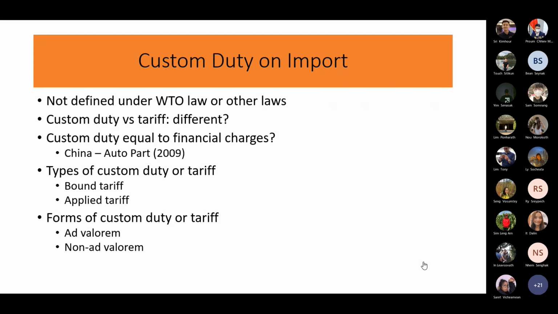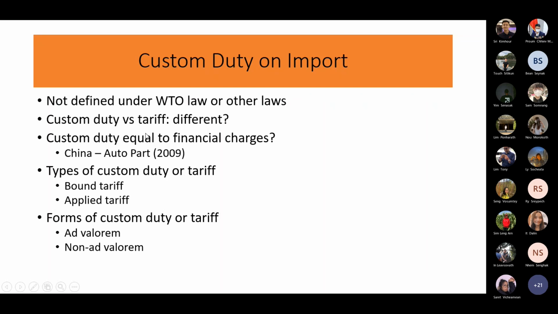So do we have any definition to defend our answer of saying no? We have no law to say that custom duty is equal to or different from financial charge. So we base on what we call case law. The case law that the judges, the scholars, and the Appellate Body judges already refer to for the definitions of custom duty and financial charge is the case China Auto Parts 2009.